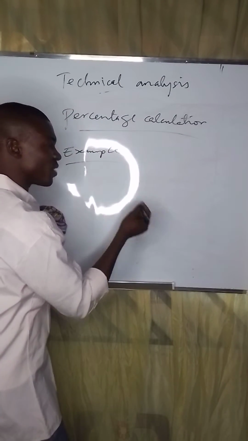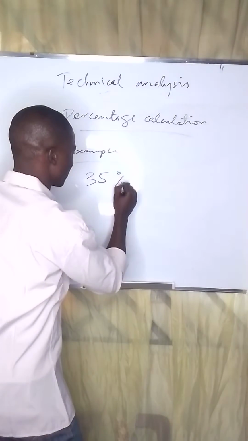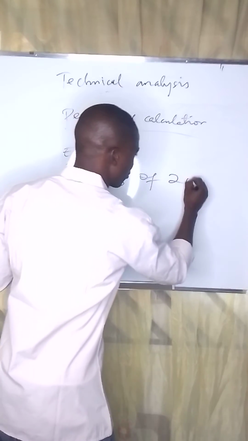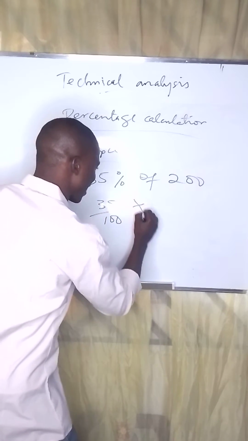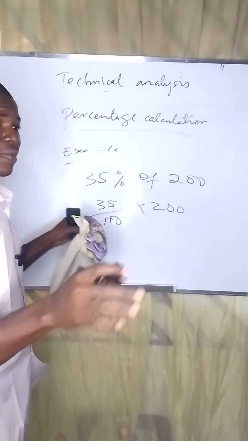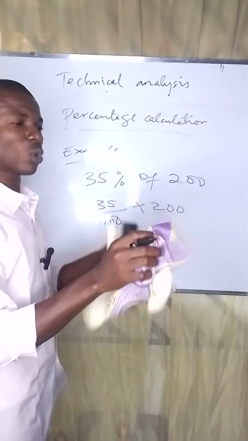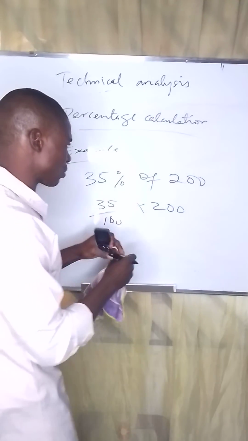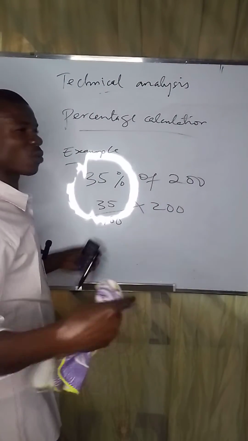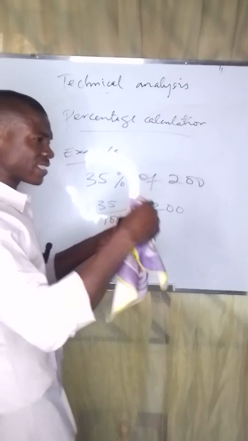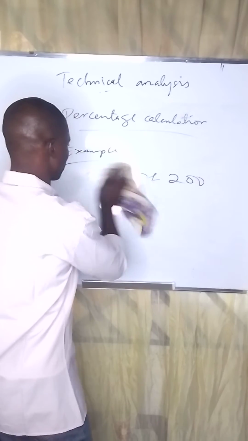Let me take another example. If you have to find 35% of 200, it means 35 over 100 times 200. Any answer you get is correct. That is how to find percentage. Because in this forex trading, all the analysis and calculation we do is based on percentage calculation. There's no way you can know the exact price of a commodity, an asset, or a currency pair, except you use the percentage retracement. I'm coming to that. Let me not be too fast.